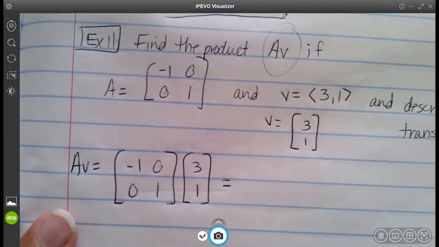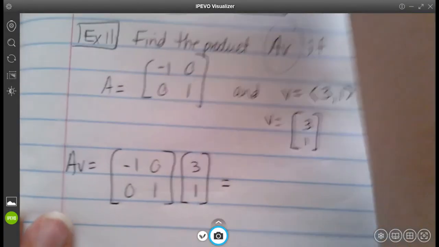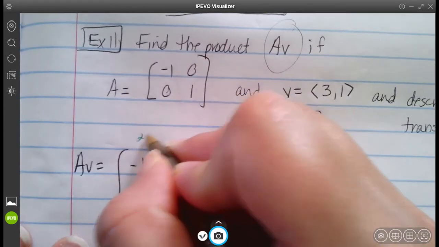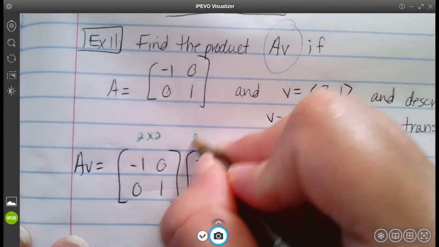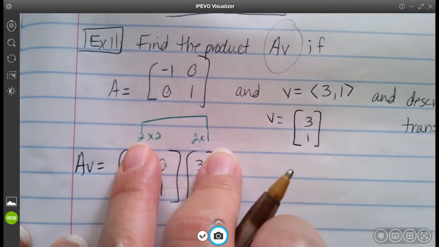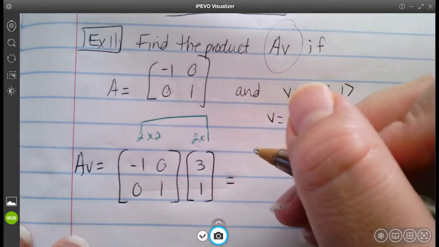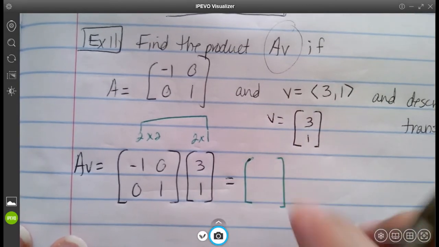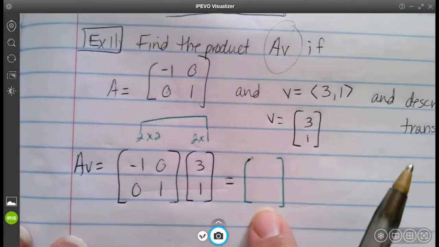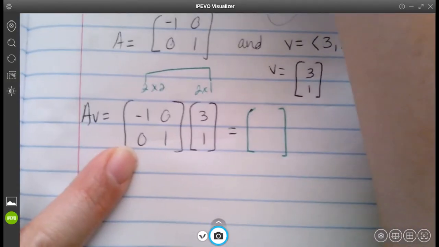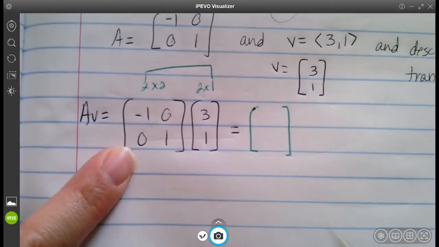So let's go ahead and do our matrix multiplication here. Actually, before we do that, this is a 2 by 2, and this is a 2 by 1. So that means that my answer should be the outer ones. It should be a 2 by 1. Okay, so it should be 2 rows, 1 column. I always say it backwards. We're going to do this sort of in our head. I can write the steps on here if you want.